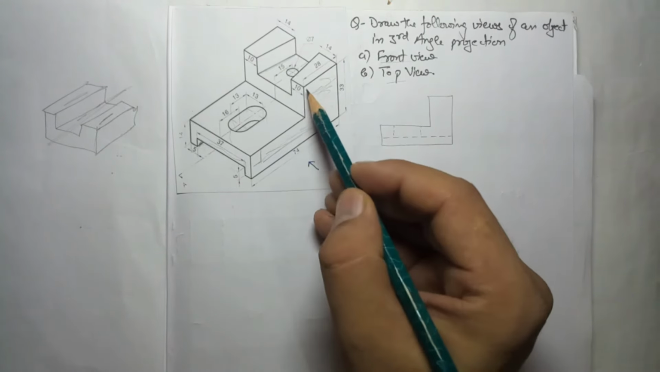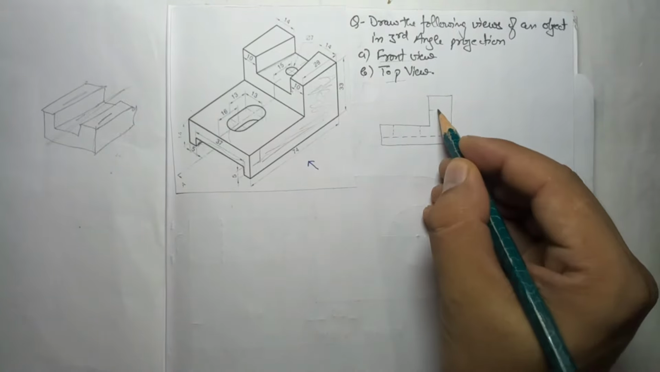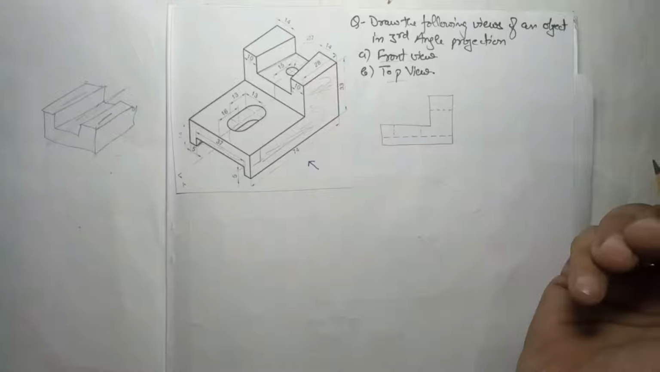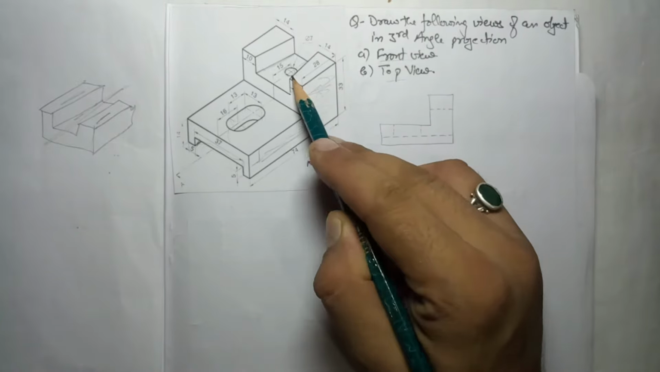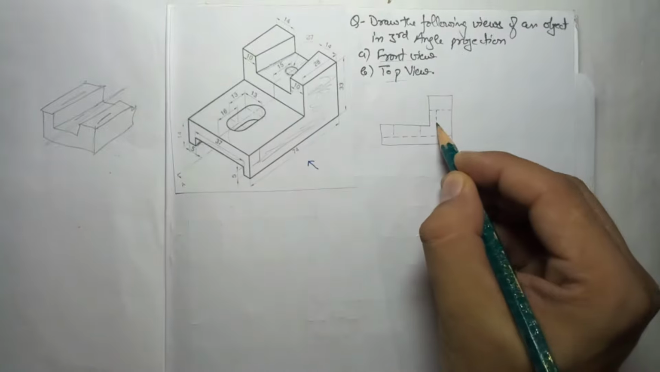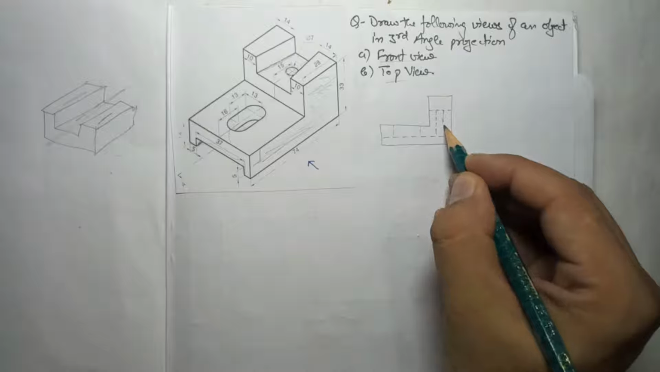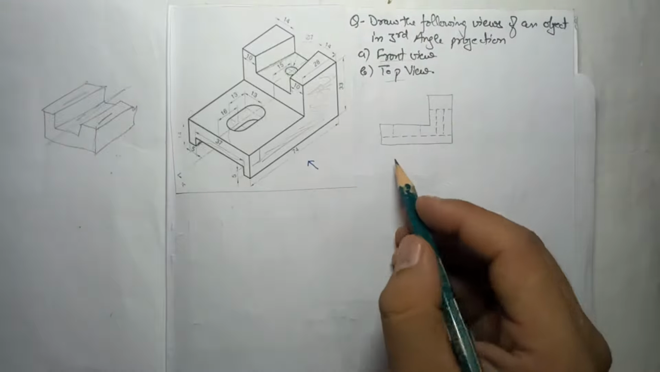Now for this edge, it is not visible from this side, but even then it will have a hidden line, so I have to draw this. Then there is one circular groove starting from this surface, from this edge, throughout. So I have to draw this hidden line starting from this hidden line up to this one. So this is the front view. Now we will go for the top view.